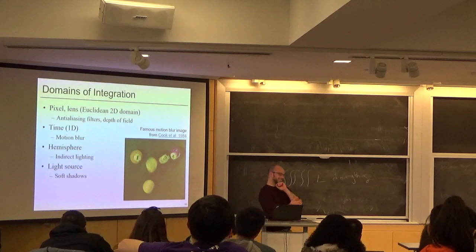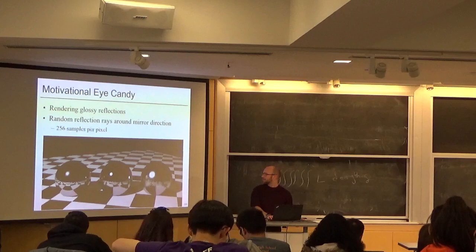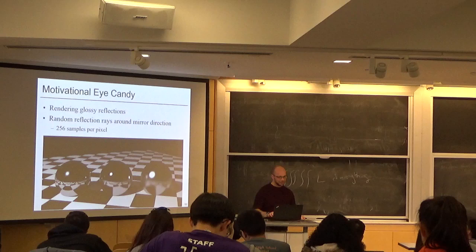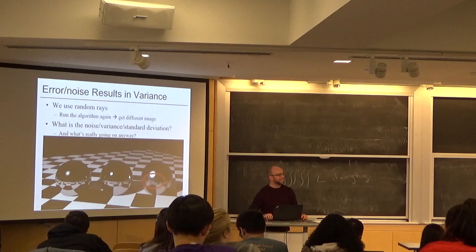And there's all kinds of eye candy to show you why this is fun. For instance, here you can get glossy by sending different random reflection rays around the mirror direction. And of course, just like we talk about in machine learning, there is a bias-variance trade-off here, depending on how many rays you send.